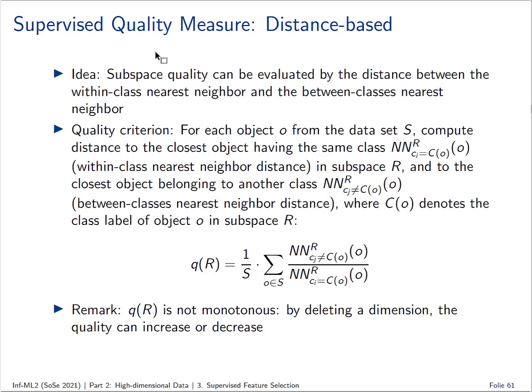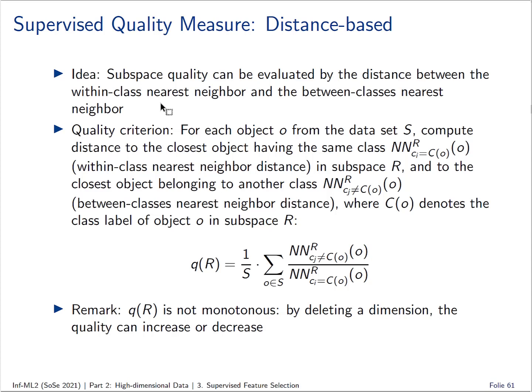So the idea here is that the subspace quality can be evaluated by looking at the distances, or taking the ratio between the distance between the within class nearest neighbor of all the objects and the between class nearest neighbors of all the objects. So what does that actually mean?